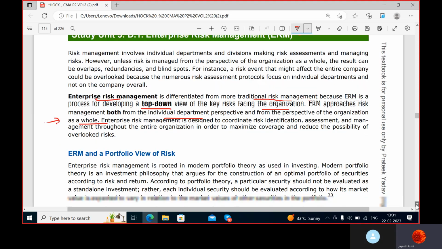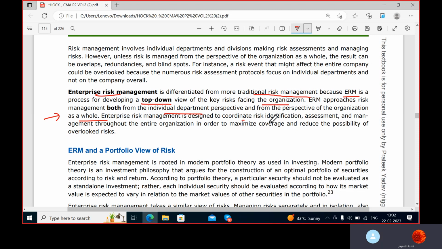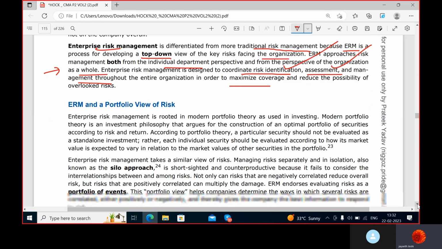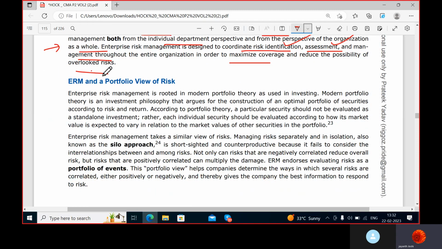Now, we've already seen ERM is designed to coordinate risk identification. First, they'll identify the risk, then they'll assess and study the risk, and then they'll do the management. They'll try to cover maximum every area of the organization, and they'll always try to reduce the possibility of overlooked risks. That means risks which there is a general perception have less impact, but may have a higher adverse impact in the coming future. They will not rule out any of the risks.